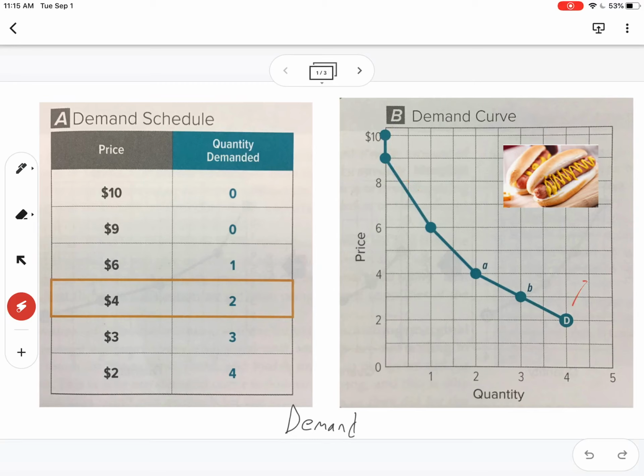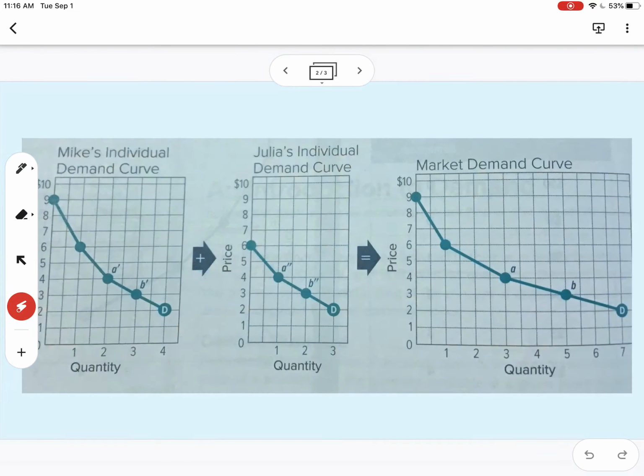That as the price goes down, demand goes up because the quantity increases consistently. And that is the law of demand. As the price goes down, demand goes up. And as the price goes up, demand goes down. So it has an inverse or opposite relationship, all right, between price and quantity. All right?